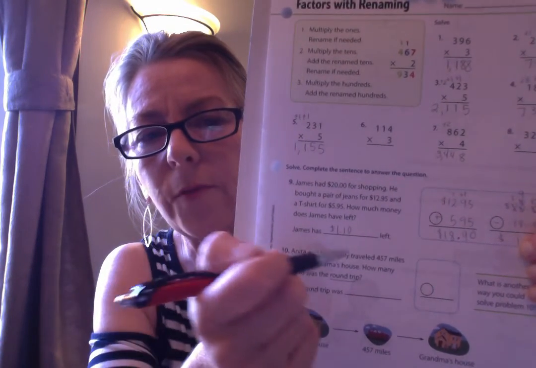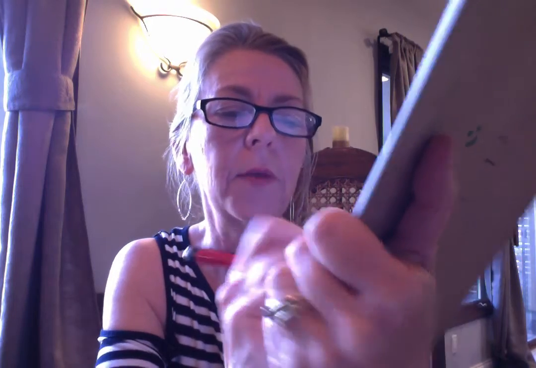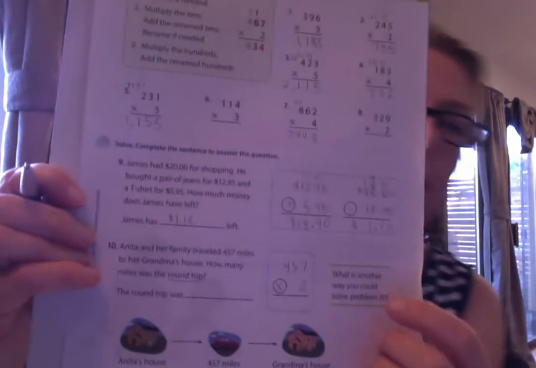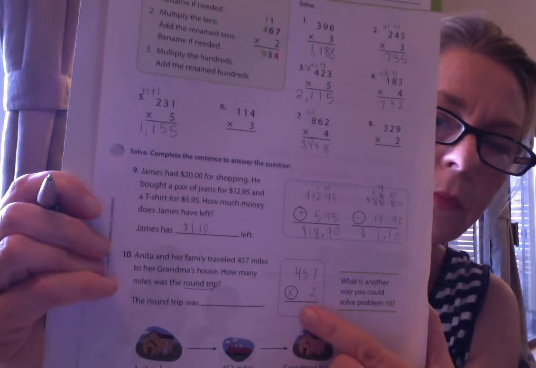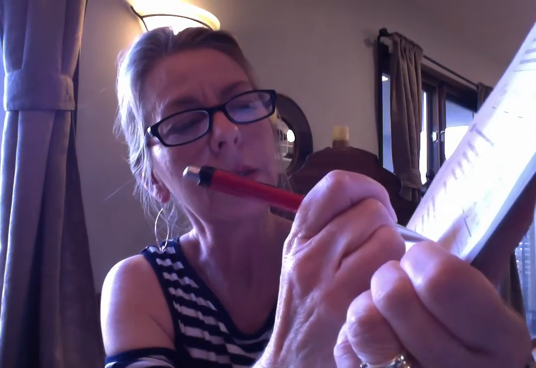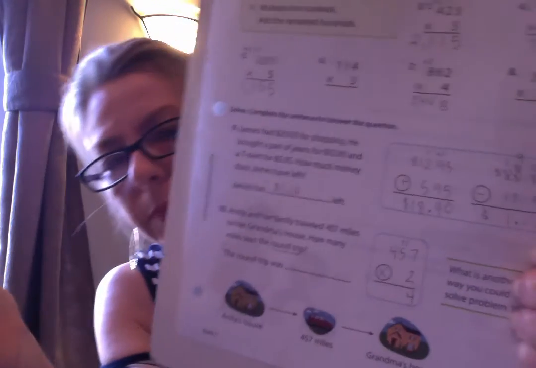So if she went 457 miles, let's multiply. So what would we multiply by if she's doing a round trip? She's doing there, which is 457 miles, and then back. So that would be 2 trips of 457 miles. So let's multiply. 2 times 7 is 14. The 4 goes in the ones place. The 1 goes in the tens place.